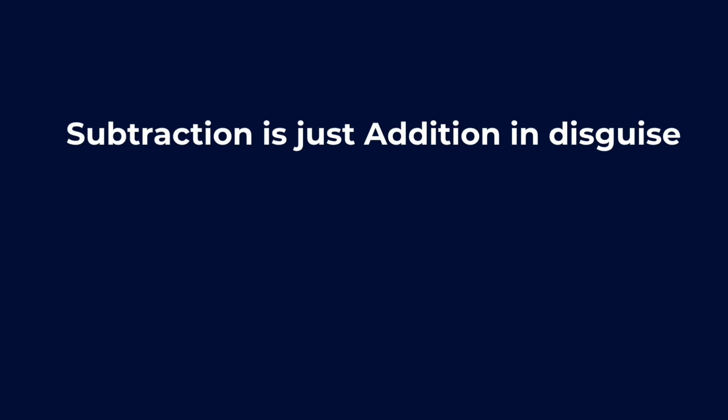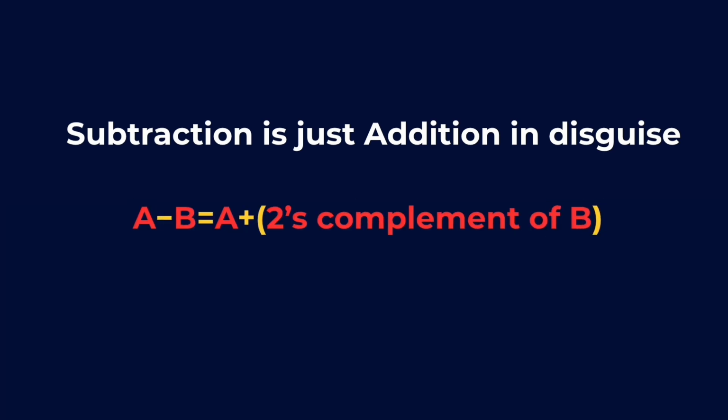Here's the cool part. Processors can perform subtraction using only addition, because internally a minus b is nothing but a plus 2's complement of b. So instead of building separate subtraction hardware, engineers made one smart trick which does both jobs. And that trick powers almost every modern CPU.